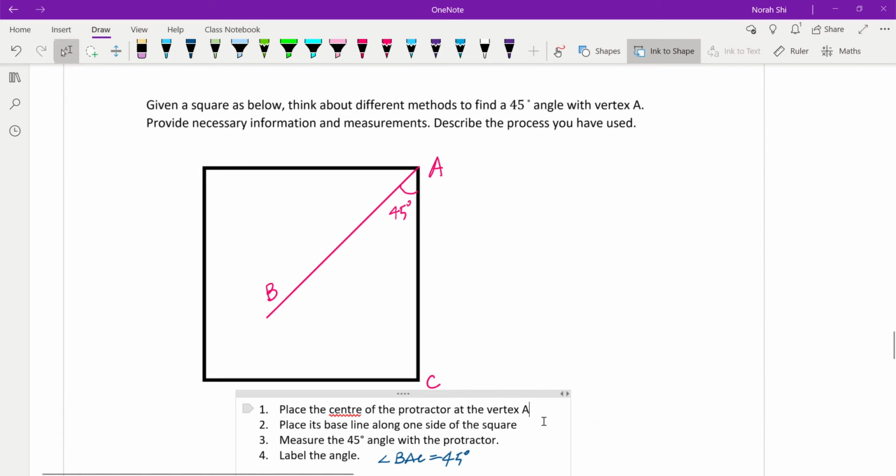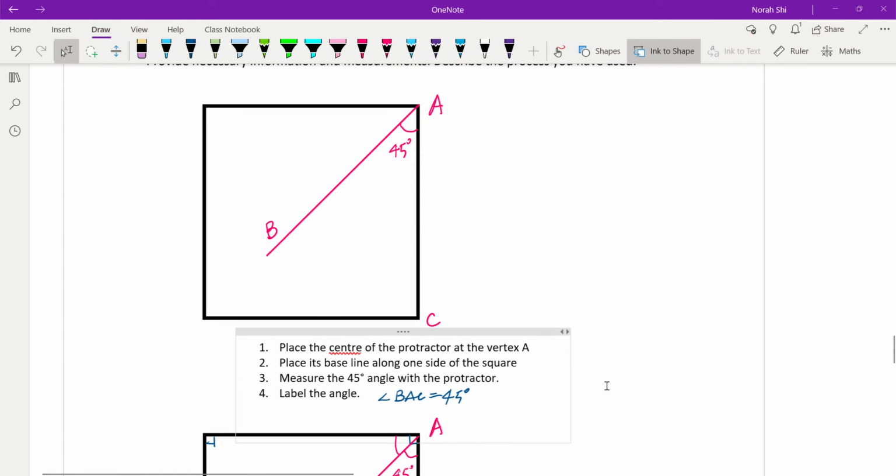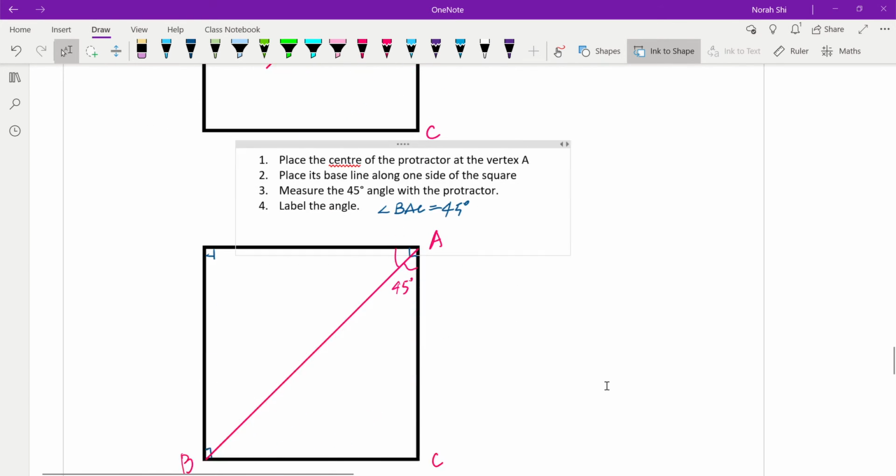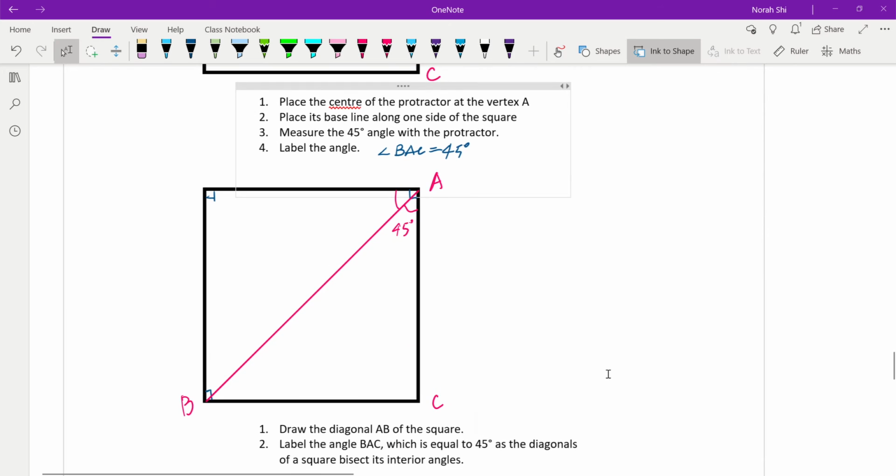We have different kinds of measuring device. The ones that we are most familiar with are the protractors and the rulers. Okay, here is another method. I'm sure some of you have thought of this one.